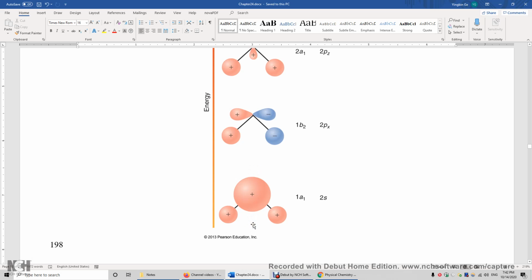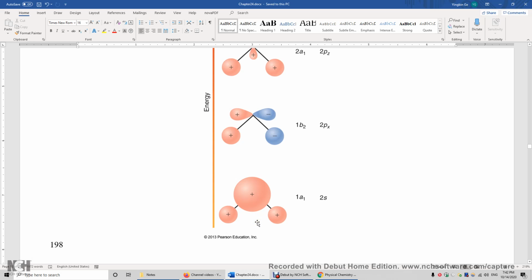Number 3, reflection. Reflection about a sigma V symmetry plane that's perpendicular to the water molecule. Number 4, another reflection with respect to a different sigma V symmetry plane that contains the water molecule. So again, we have 4 symmetry operations in this C2V point group.